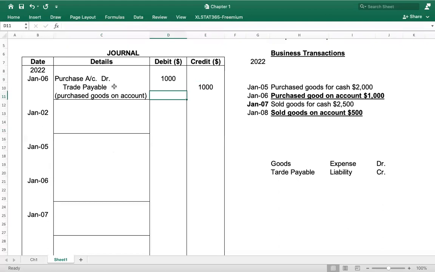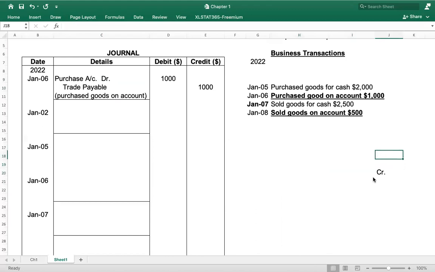Nope. If I had purchased these goods on cash basis, then rather than writing trade payable, I would have written cash here. But I brought these goods on credit basis, na? So I can't write cash. In place of cash, I need to write trade payable. Okay? Now I am going to record the next transaction.